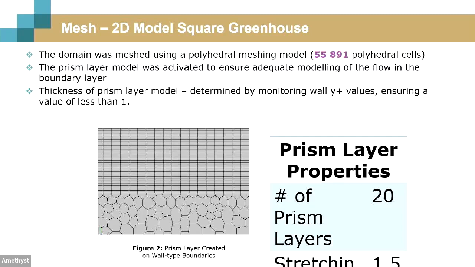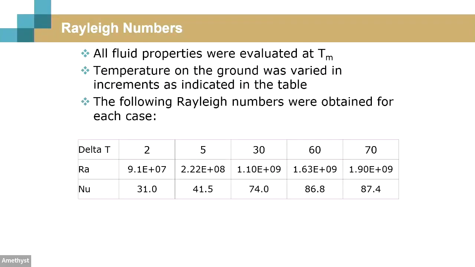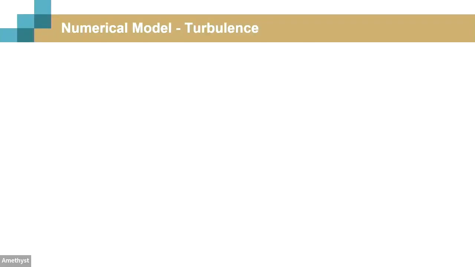And one can also see that we used the polyhedral model as well as the prism layer model to create orthogonal cells in the prism layer to account for what happens in the boundary layer. Right, so we worked with a few different Rayleigh numbers. We varied the temperature of the hot floor to create different Rayleigh numbers.